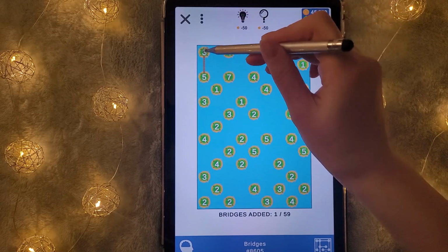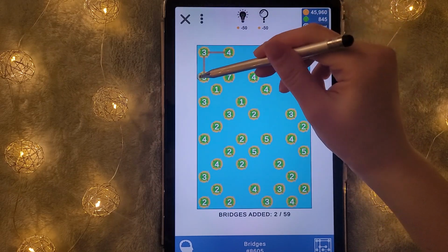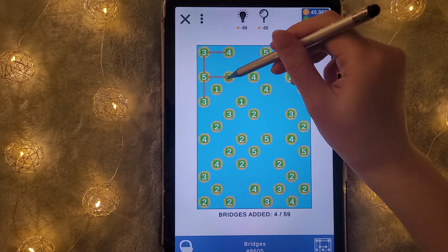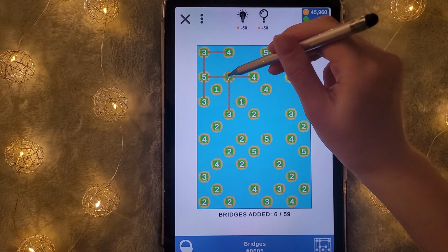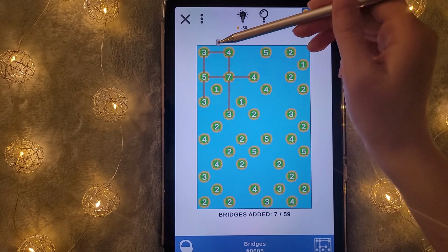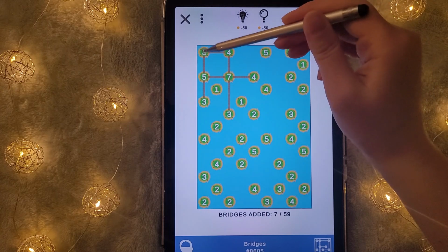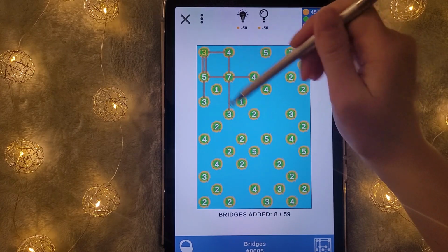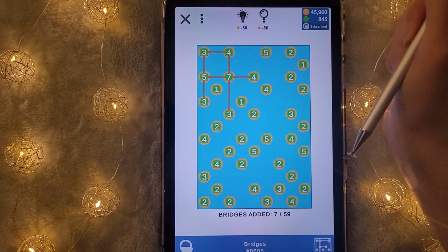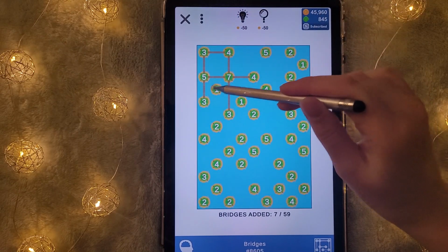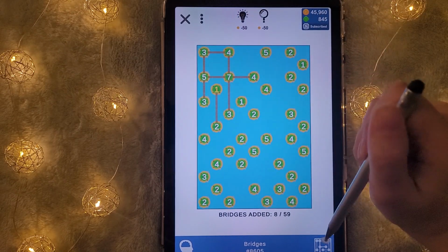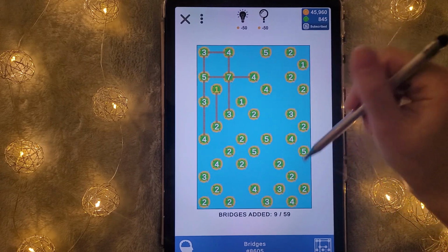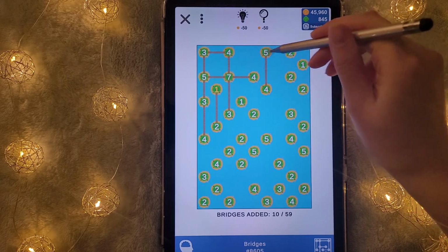So let's start with the 3 and this 5. And bridges is basically exactly what it sounds like. You're trying to connect these number of bridges to these numbers, and you can do doubles like that, but I'm not sure if that's going to be what that is. But this 1, no, it can only go to that 2. It's 3. Let's do the 5 here.